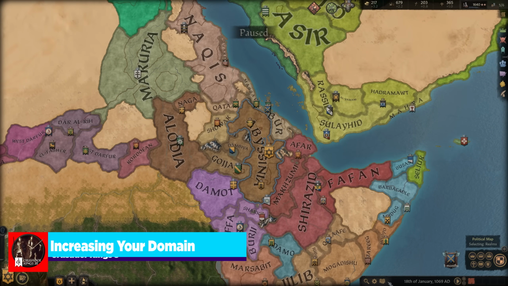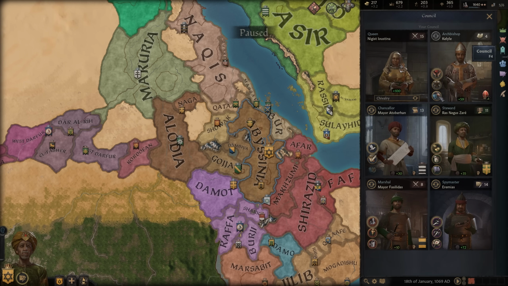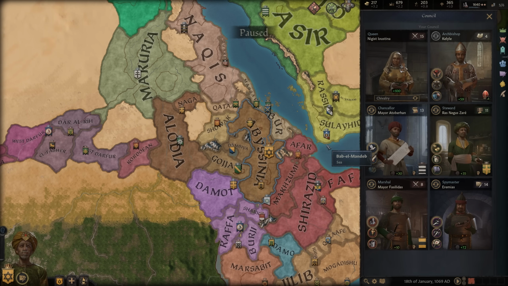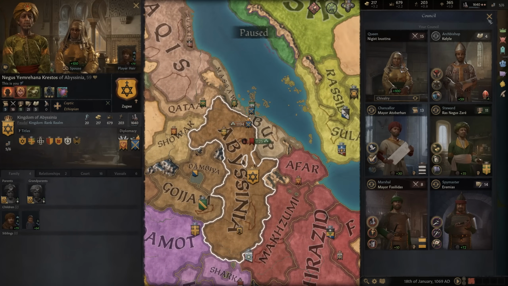Switching gears here to how to increase your domains, the easiest way to do so is through conflict. And there are 3 real big types you can do this. The very first one, I think a lot of us know: going to the council and fabricating a claim will allow us to have a claim on a county. This is important because it's a personal claim. When you go to war, you're going to war either for your personal claim or a de jure claim, and I know I mispronounced that, that you're getting as a result of a title. So for example, I'm the king of Abyssinia.